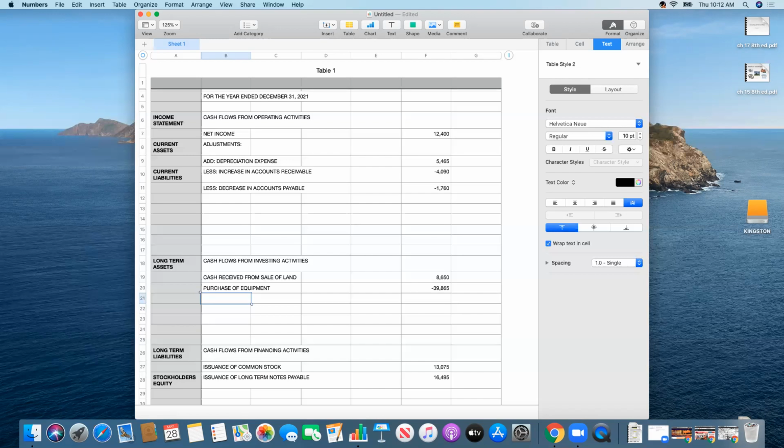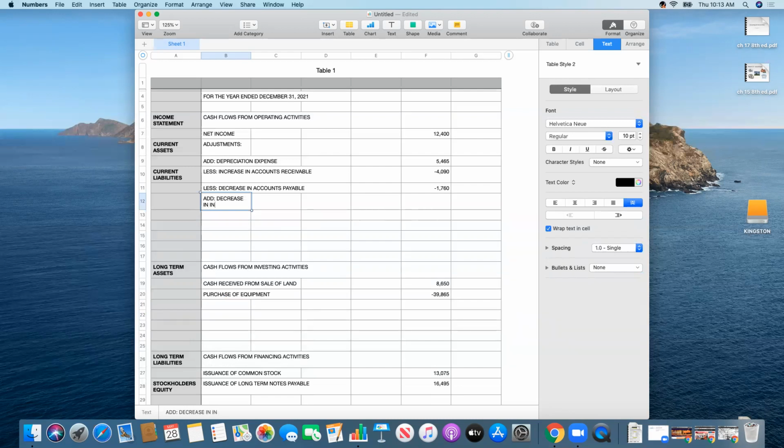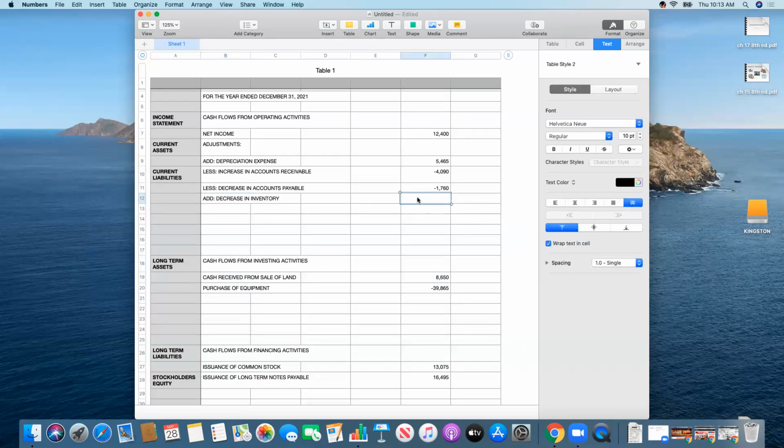Decrease in inventory. Inventory is a current asset. Okay. Now you got to remember the rule. Decreases in current assets get added. Add. Decrease in inventory, $1,475. Decrease in prepaid rent. Again, prepaid rent is a current asset. Add the decreases.